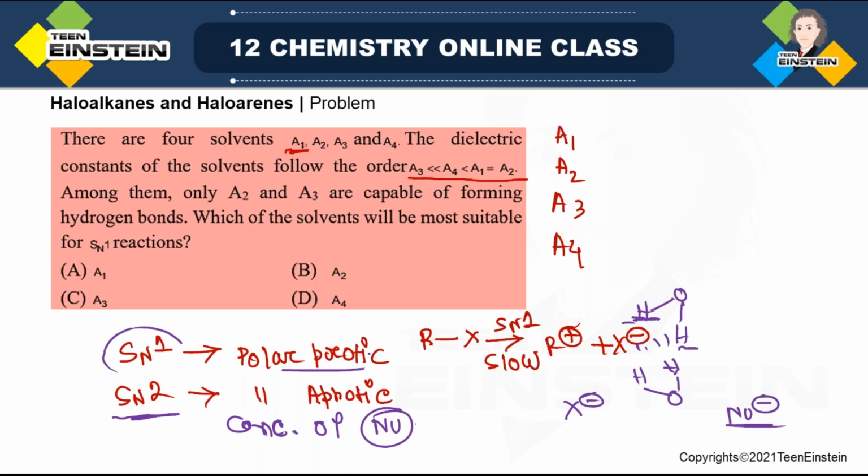Now here hydrogen bond formation is possible only for A2 and A3. So obviously you cannot take A1 and A4, because hydrogen bond formation is better for SN1, not for SN2. So only A2 and A3 are acceptable. But among A2 and A3, which one has more dielectric constant? Here we can see that A3 has the minimum value, but A2 has the maximum value. So considering all these factors, ultimately the solvent most suitable for SN1 is option B, that means solvent A2, not the other 3 solvents, A1, A3, A4.